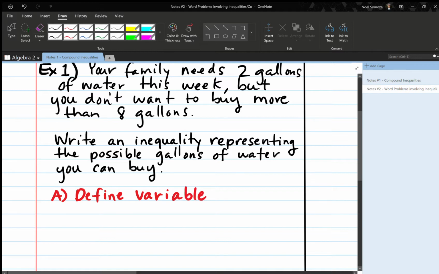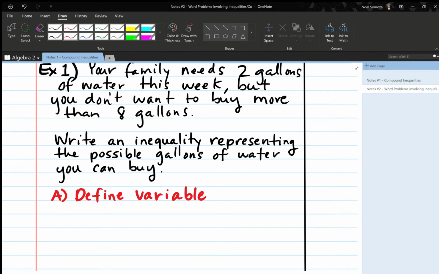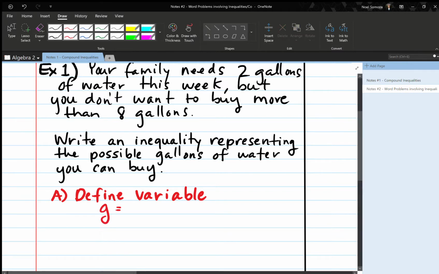In this case, what's our unknown? Because you don't know exactly how much you're going to buy yet. What could be the variable that we define? G. And what do you want G to represent? The number of gallons of H2O, water.